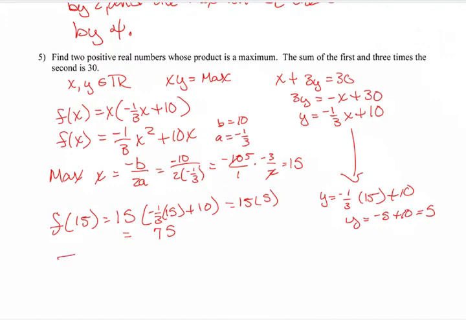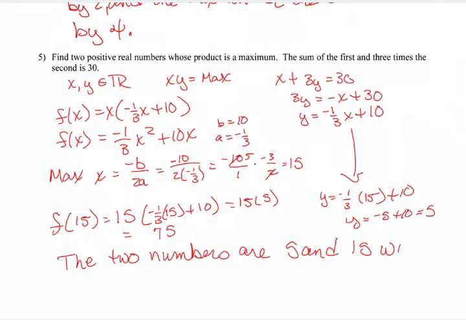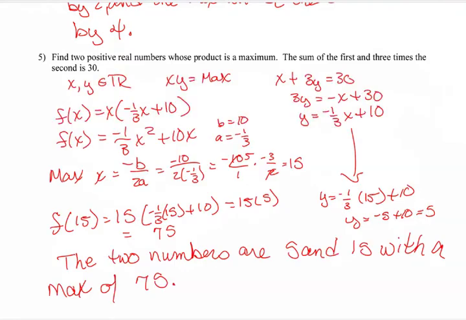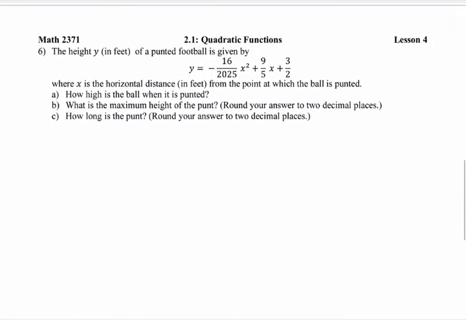The two numbers are 5 and 15 with a max of 75. Okay? Now let's go to the last one.